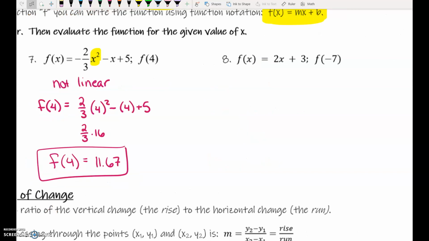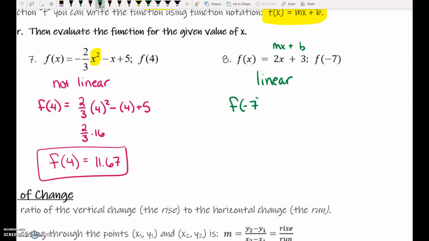Okay, why don't you try number 8 on your own? First, I want you to think about, does it look like it's a linear function or not? And then plug that -7 in and see what you get. This one definitely looks like mx plus b. It does not have any funky things going on with x. If we graphed this, it would form a line. So yes, this one is a linear function.